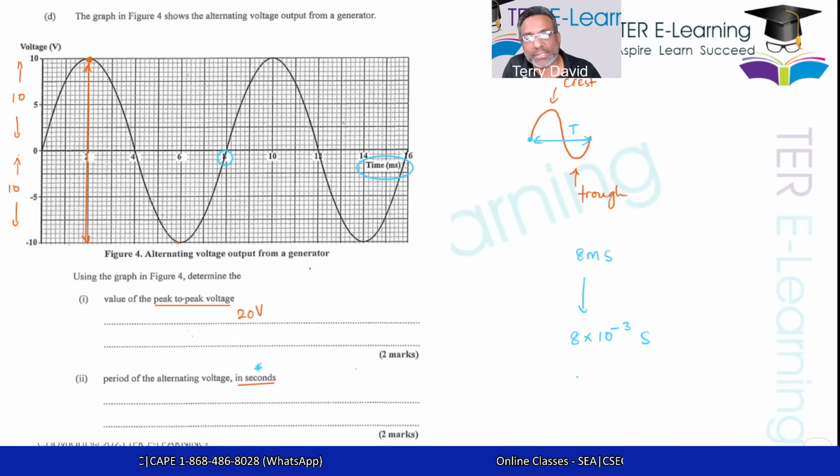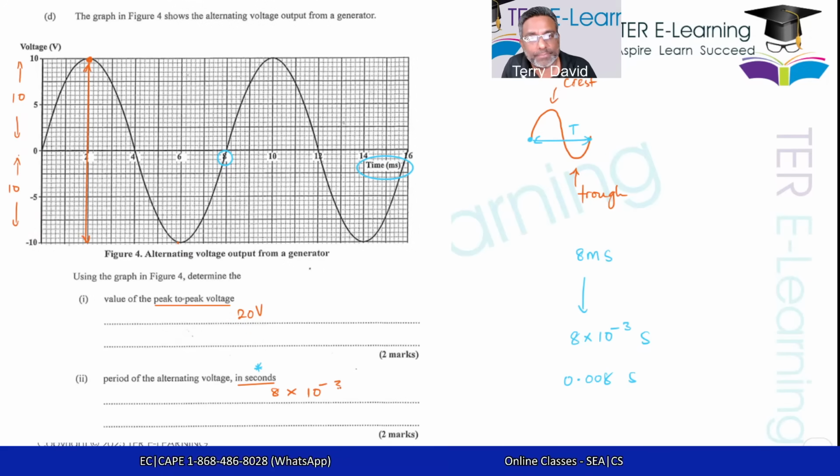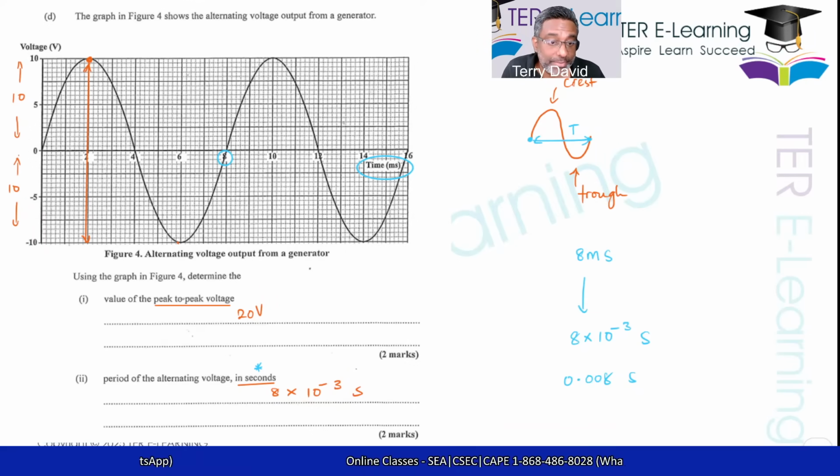Or you can divide it and you can write this as 0.008 seconds. Okay? Any one of them will be acceptable in the exam. So for this one here, I will use standard form. So that's 8 by 10 to the minus 3 seconds. Okay? People get this wrong in the exam, so be careful.